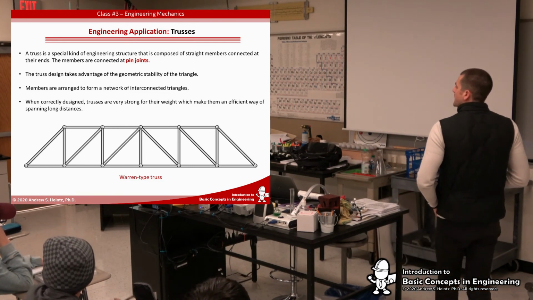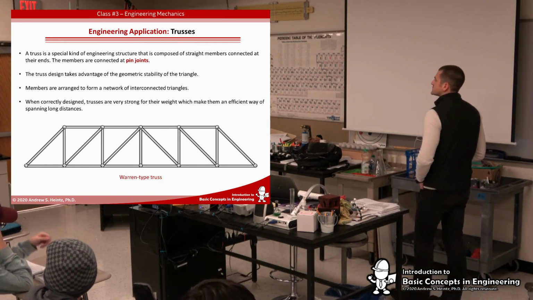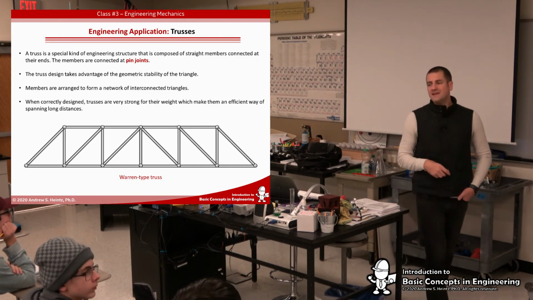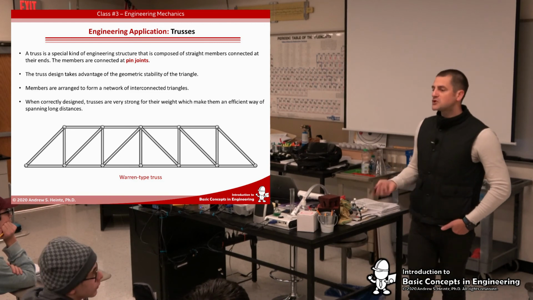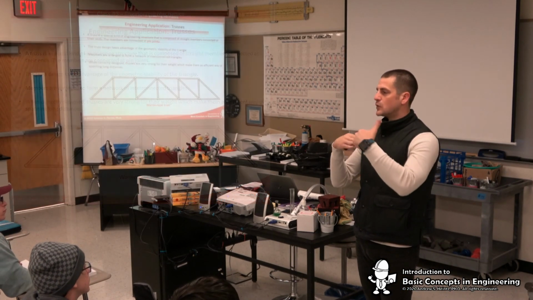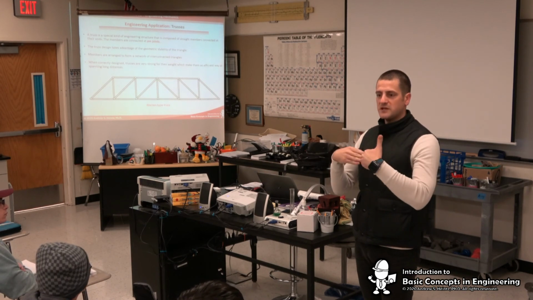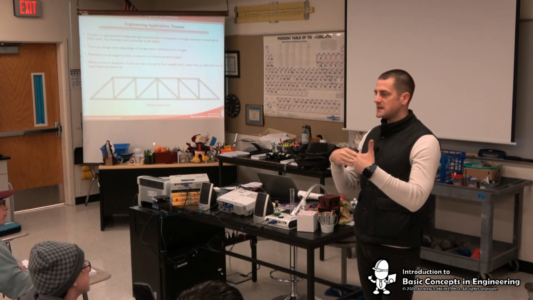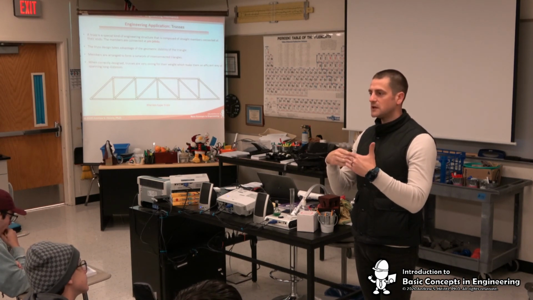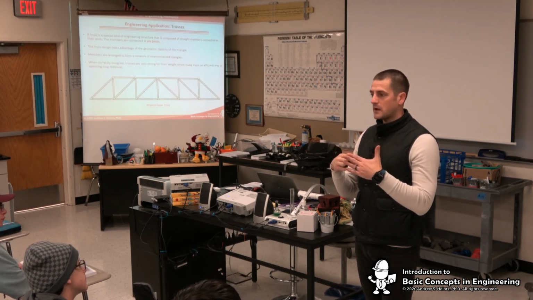So a truss is a special kind of engineering structure composed of straight members connected at their ends, and they're connected with what we in the engineering world call a pin joint. Functionally, in theory, the pin joint is allowed to rotate freely. That's how we do it from an engineering model standpoint, because the idea is that if you design it right, your structure should not be able to move, okay?